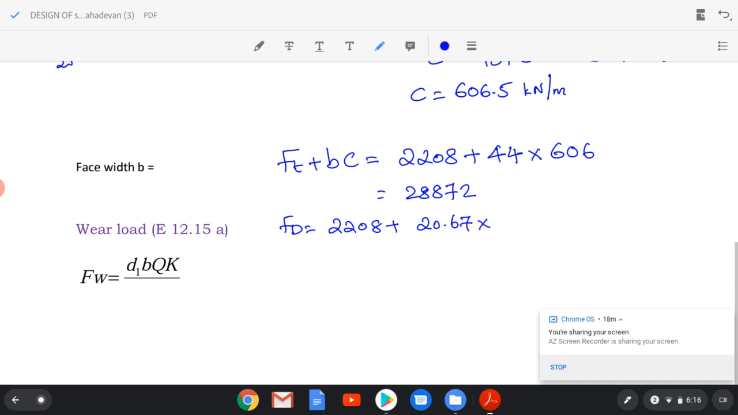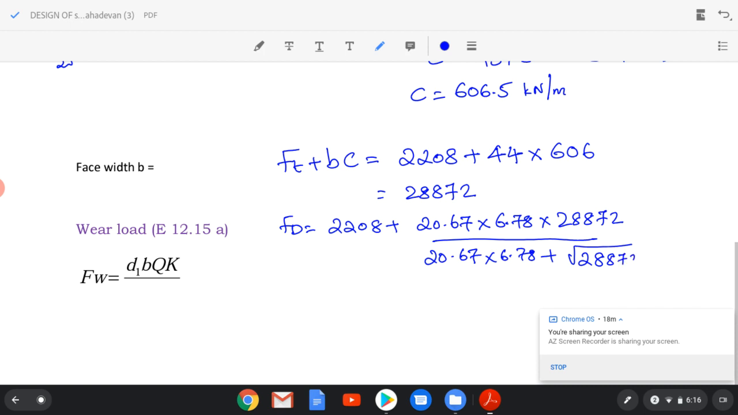So our value of FD equal to Ft plus 2208 plus 20.67 into velocity 6.78 into 28,872 divided by 20.67 into 6.78 plus root 28,872. That value comes up to 15,257 Newton. Now we know the value of FW from equation 12.15a equal to D1BQK.